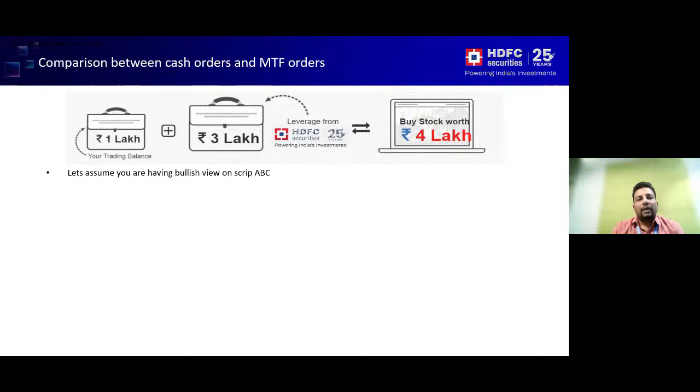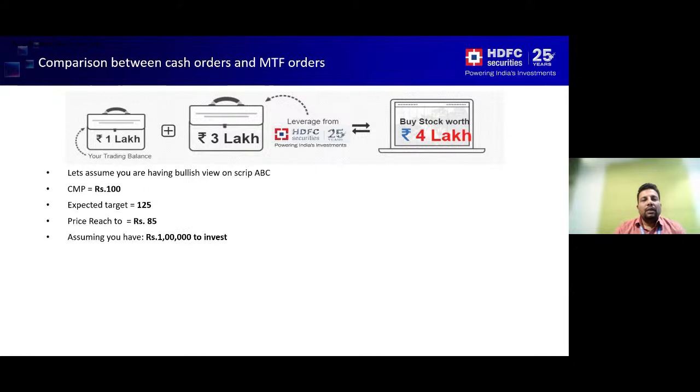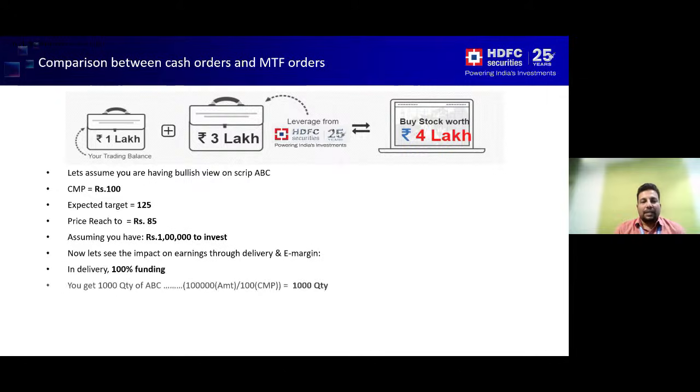So let's assume you have a bullish view and the market price is 100, expected is 125. The conviction was that the market was going to show an upward direction, but due to some situation the price reached 85. Now assuming 1 lakh is the investment, let's see the impact of earning through delivery and MTF. Same as before, we are taking quantity as 100 and the target was 125, so 1,25,000, but the market goes down.